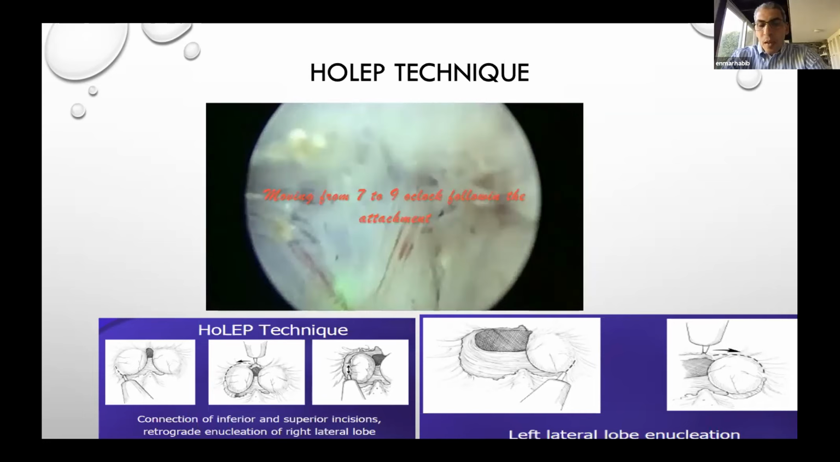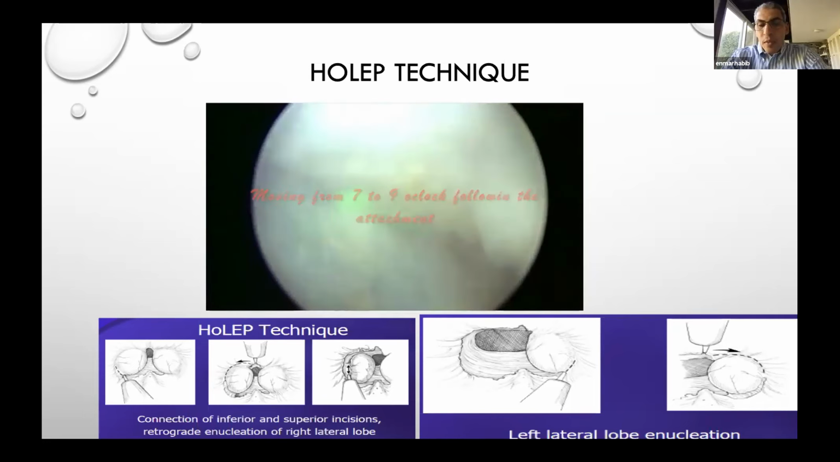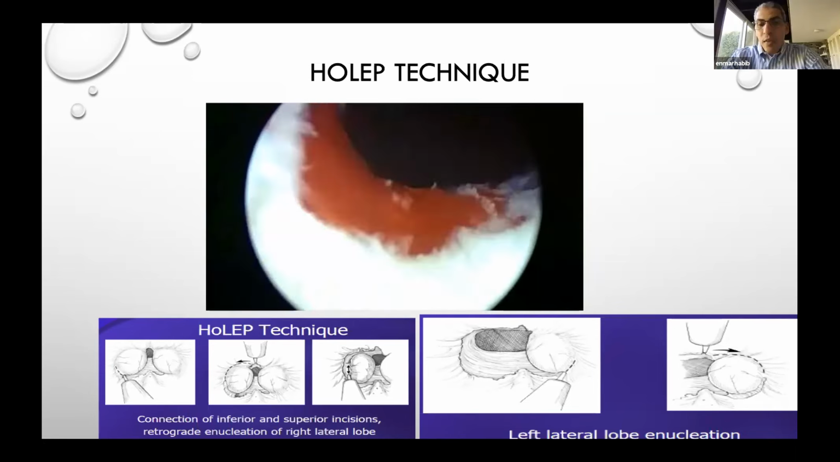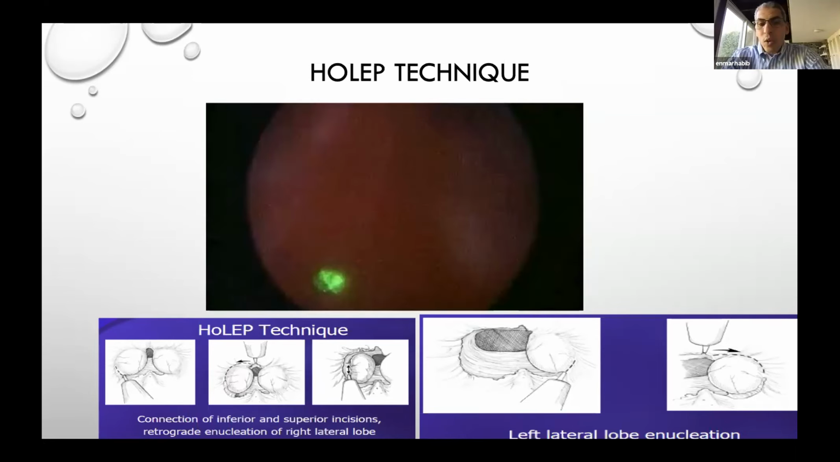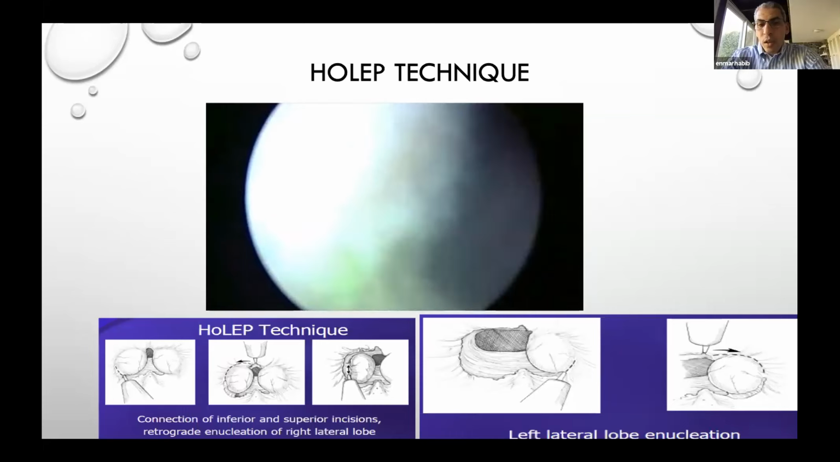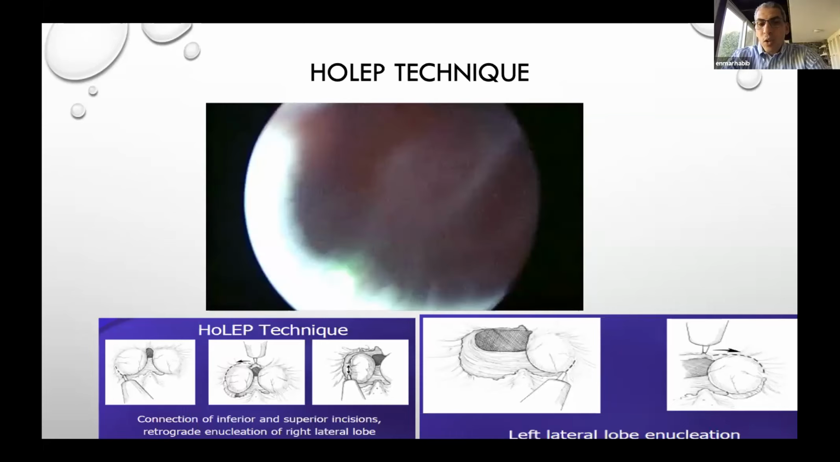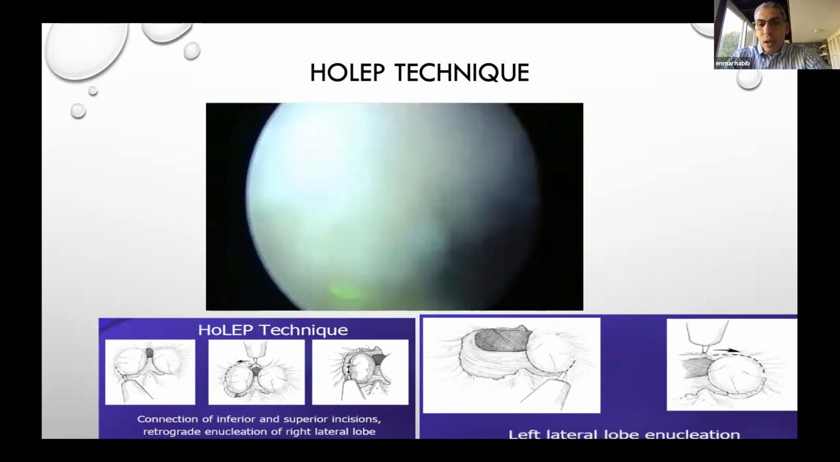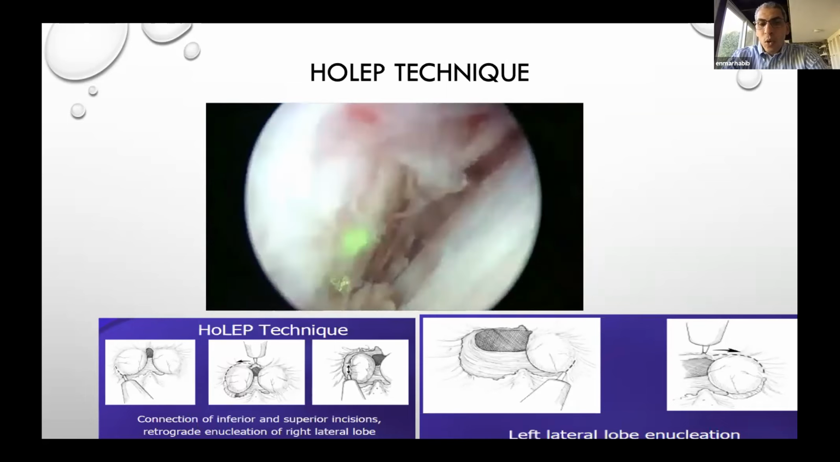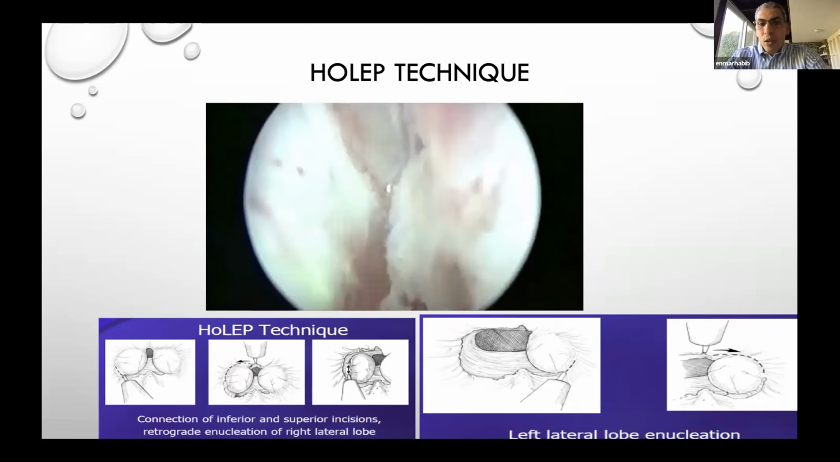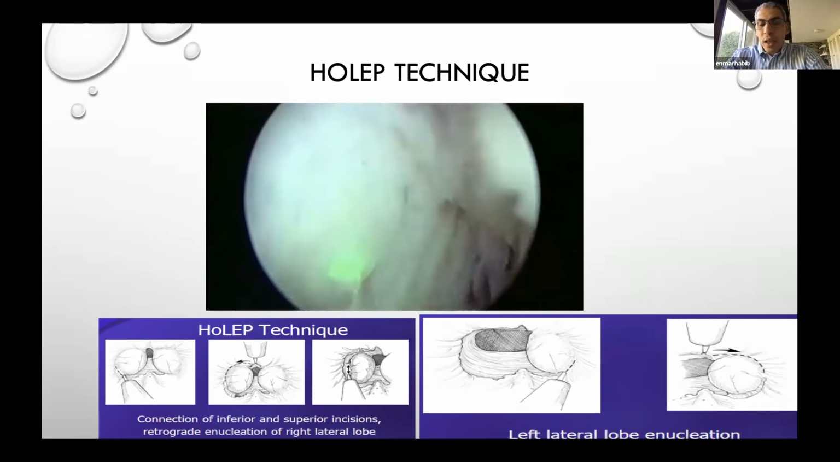The hemostasis is also done by the defocus technique. So you keep your fiber away from the bleeding spot to avoid further cutting inside the blood vessel. After that, you have to follow your gutter from the 7 o'clock up to 9 o'clock, and you can go as far as the 12 o'clock.